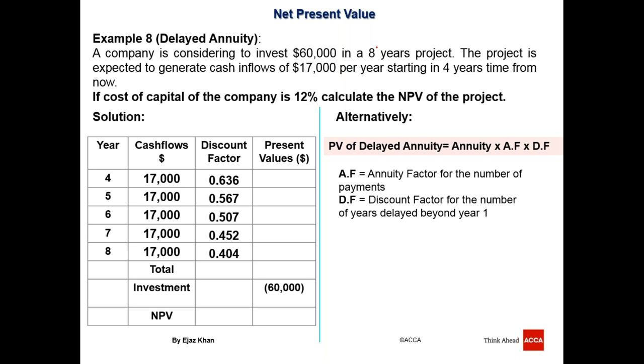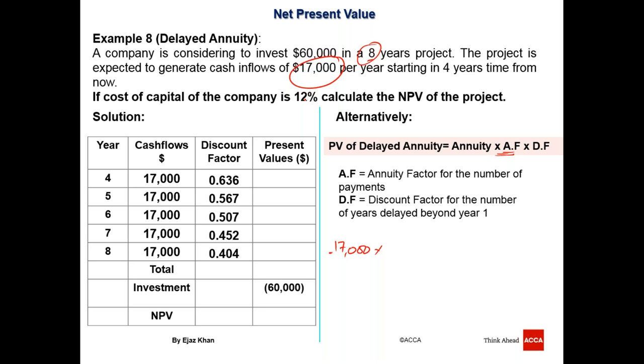Okay, it's an 8 years project. So the NPV, 17,000. It's an 8 years project, but we don't need to pick up the 8 years annuity factor under this approach. We just need to find out the number of payments for this project. So in an 8 years project, if you are not going to receive anything for the first 3 years, it means you are not going to receive three payments out of eight payments. So out of eight payments, if we are not receiving three payments, it means we are receiving the other five payments. So the annuity factor used should be for 5 years.